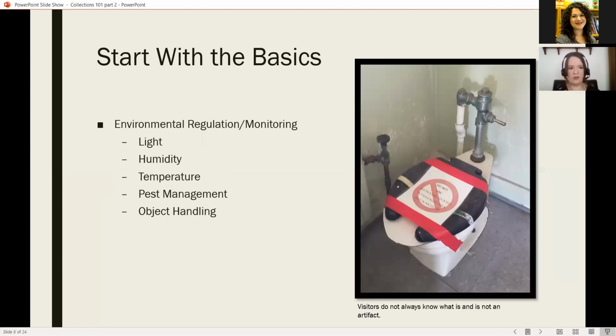So with preservation, it's always good to start with the basics. I included this picture of a toilet on a historic ship because large items are particularly hard to preserve, and visitors do not always know, in this case, what is and is not an artifact. This toilet is in fact an artifact, and the sign is attempting to convey that. But aside from that, environmental regulation is the very bare basic of preservation. That includes light, humidity, temperature, pest management, and object handling.